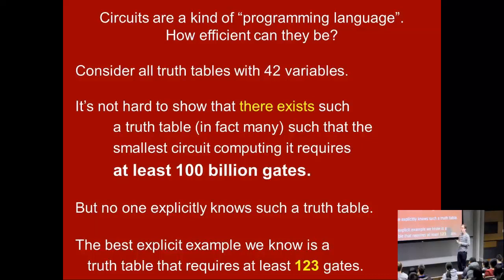Even though, weirdly, we know that there exist truth tables that need like 100 billion gates. So this illustrates some of the challenges in theoretical computer science. We're really still at the beginning of the field. There are a lot of things that we don't understand and cannot prove.